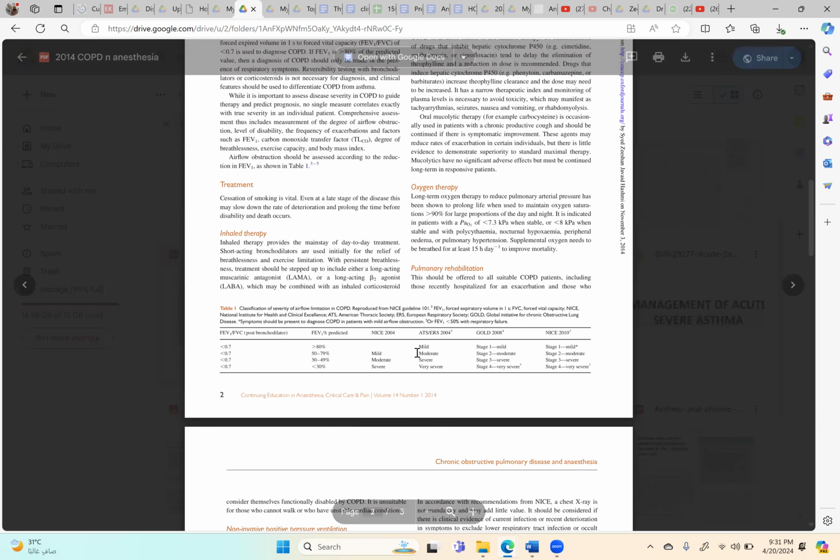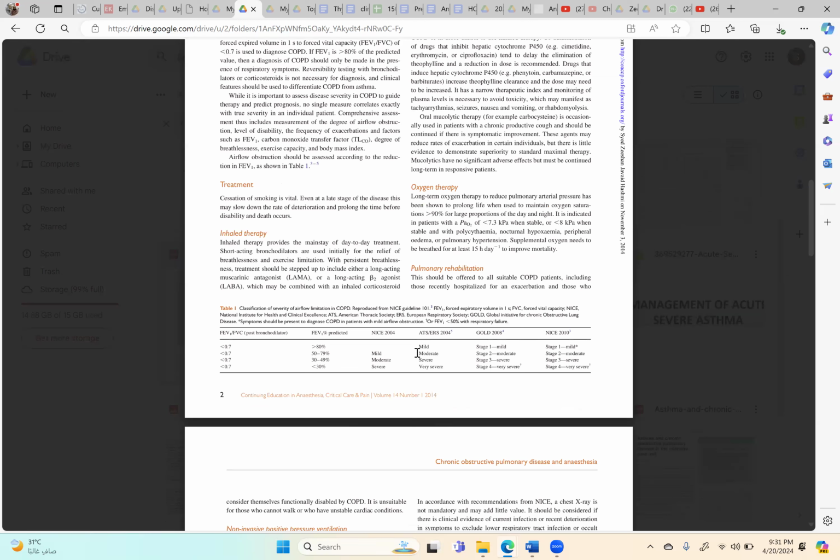This is the classification. They can ask you the GOLD classification with reference to FEV1 over FVC ratio and peak expiratory flow rate and response of, yes, polycythemia. Sorry, I forgot. I was using the wrong word, not thrombocytosis. It's polycythemia. Okay.